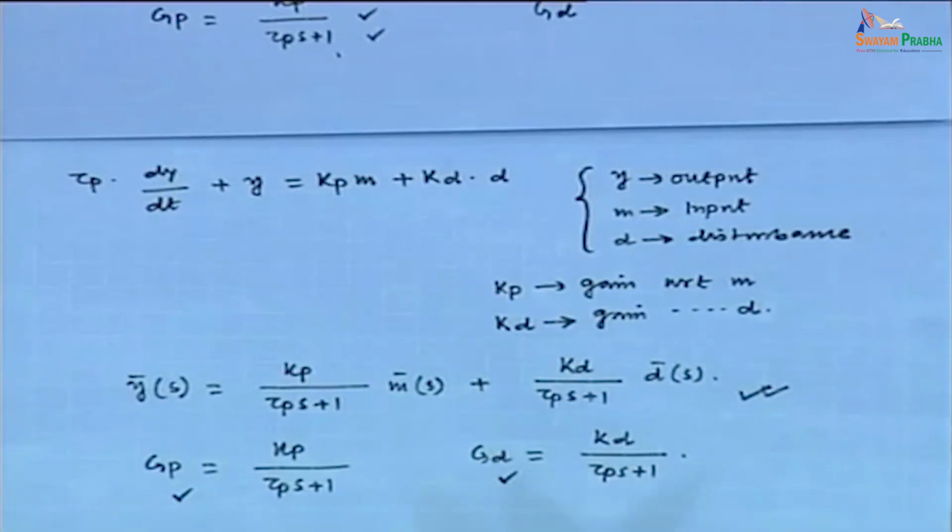Now, all individual transfer functions are known to us, Gp, Gd, Gc, Gf and Gm. So, in the next step we need to substitute all these transfer functions in the closed loop transfer function. So, that we will discuss in the next class. Thank you.